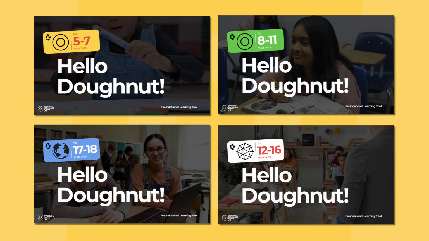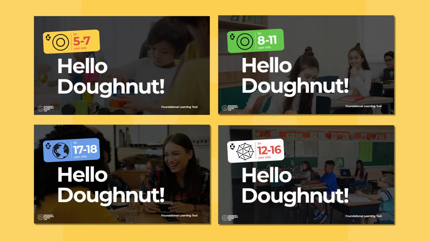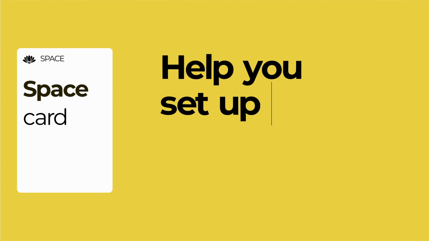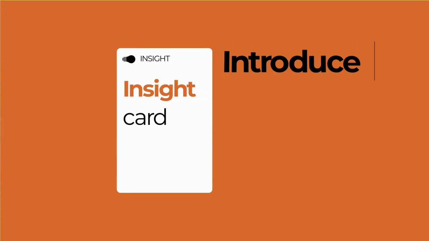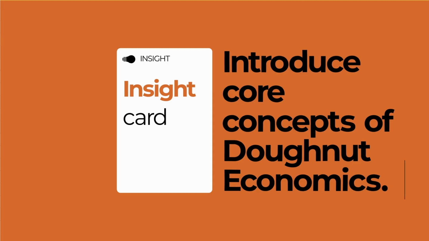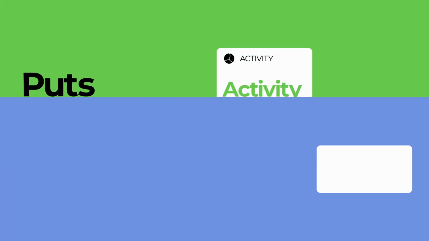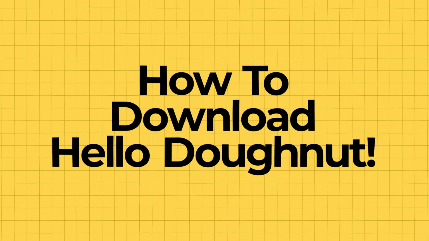Each tool is made of cards designed for flexibility across diverse cultures and learning environments. There are 4 card types: space cards, which help you set up the conducive mindset for transformative learning; insight cards, which introduce the core concepts of Doughnut Economics; activity cards, which put concepts into action; and reflect cards, which consolidate learning. Here's how to find Hello Doughnut and download everything you need.